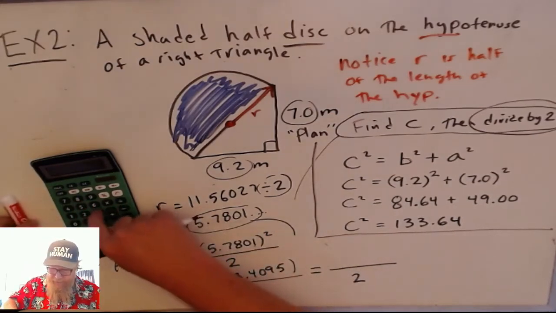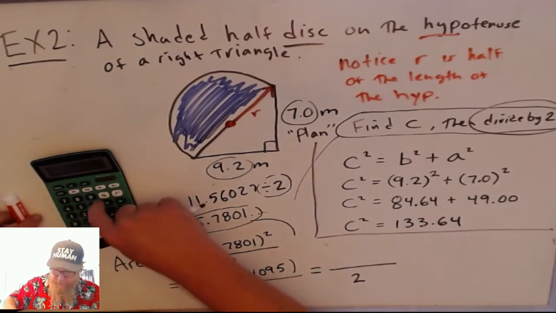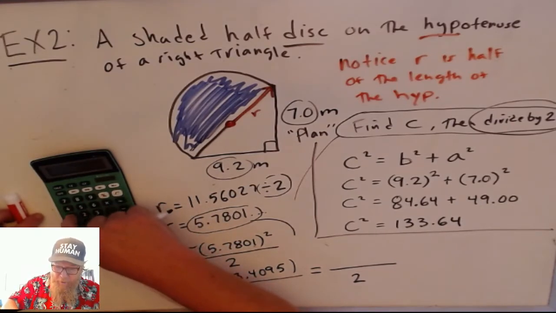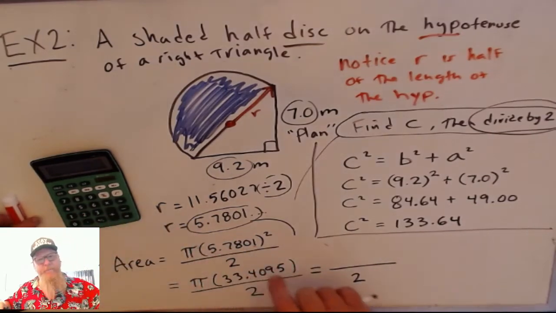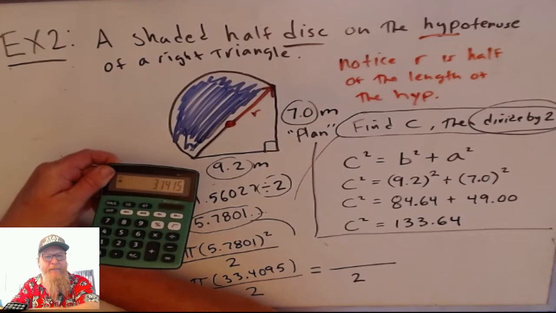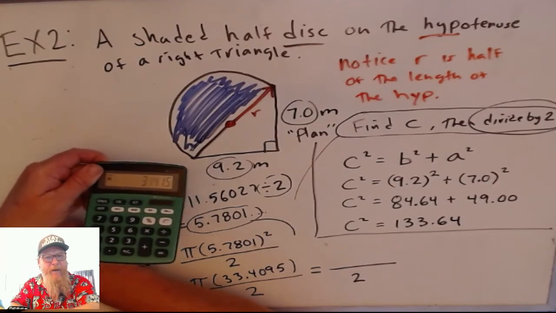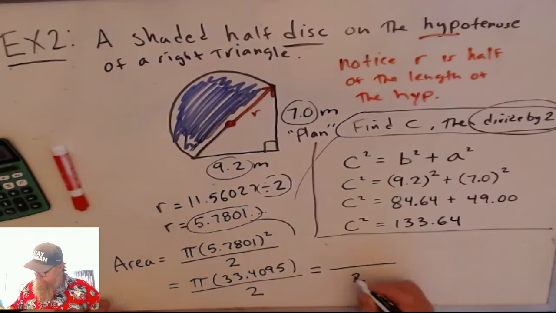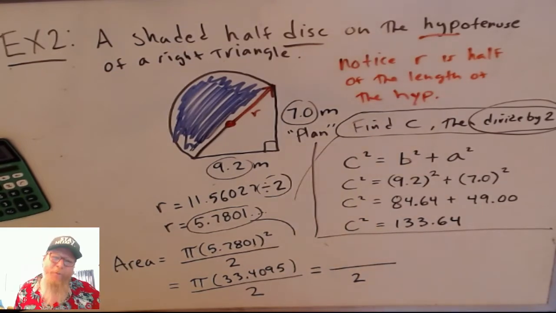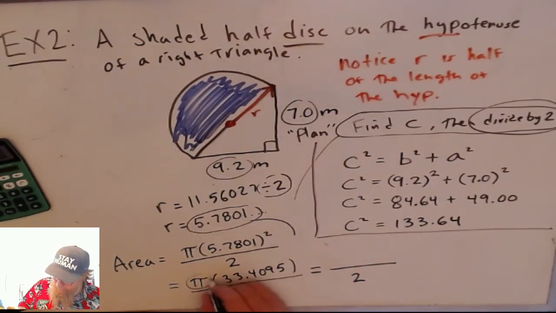So I'm going to go 33.4095 times 3.1415. I'm using a little bit larger or more decimal place version of pi. 3.14159 would be very common. So I'm going to multiply that by 33.4095 times 3.1415. You could probably get away with just 3.14.